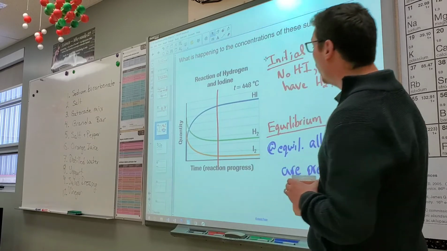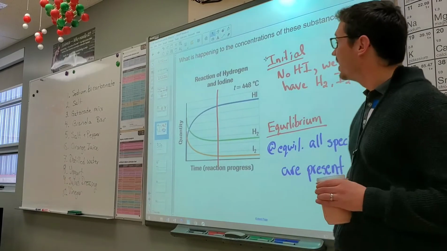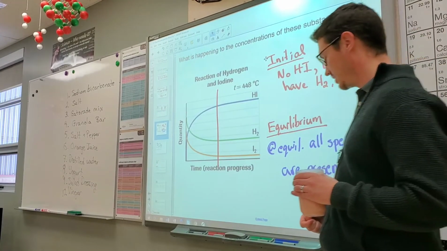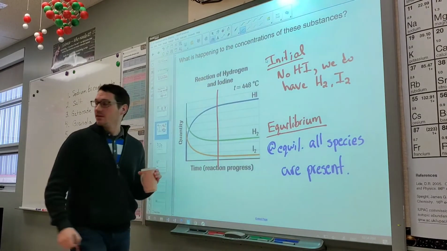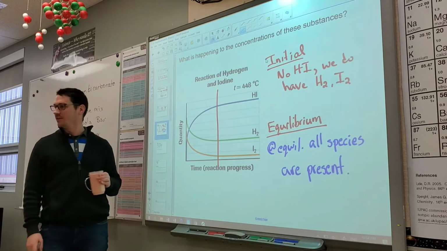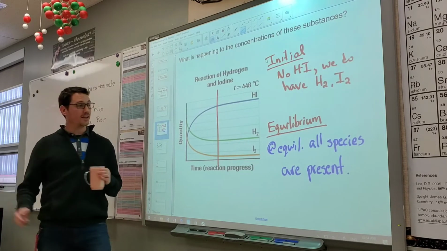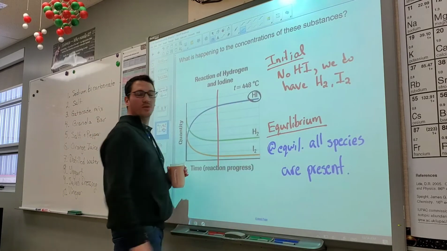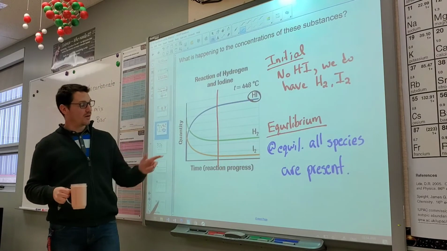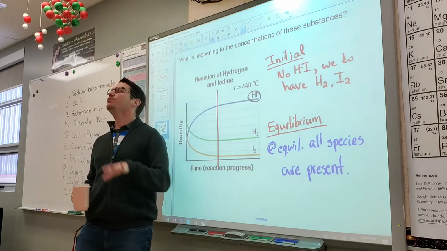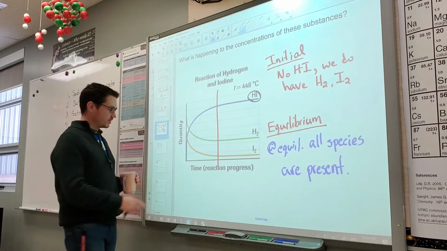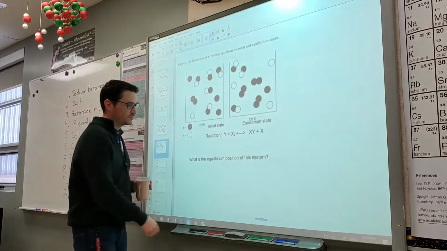Now, what I want to know, based on the graph, is this reaction products favored or reactants favored? It's products favored, right? Here, HI is our product, so this is products favored. Hopefully that's pretty obvious to you that our products are way more massively favored than our reactants are. So this is products favored, that's reactants favored.